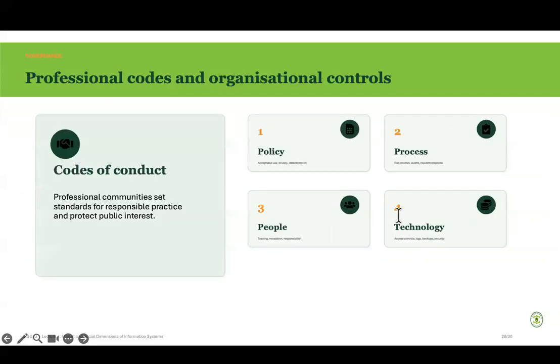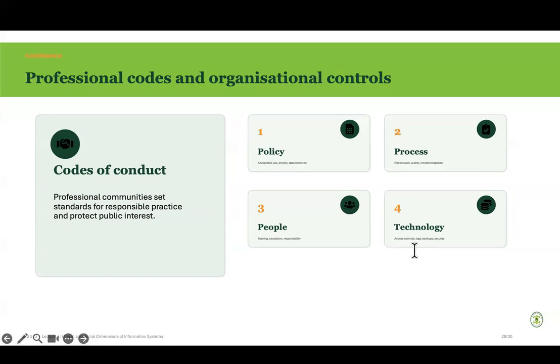I want to end by emphasizing that ethics cannot depend entirely on whether one individual happens to be careful or courageous and does things in a particular way. Whatever we are doing as part of our professional lives, in our organizations, there are professional codes of conduct. These codes create standards for responsible behavior and conduct. But we also have to note that codes are useful only when organizations translate them into practical controls.